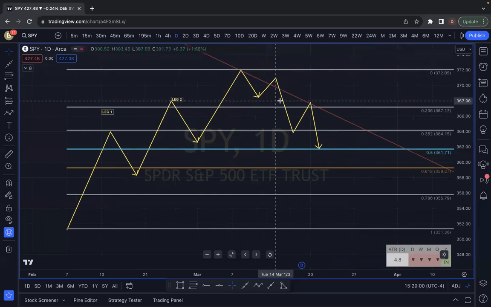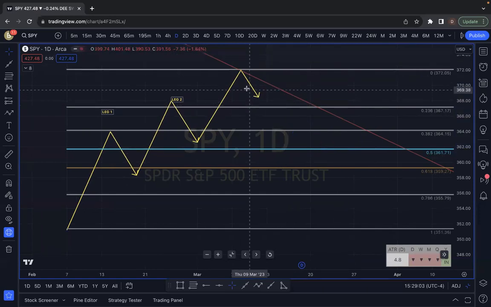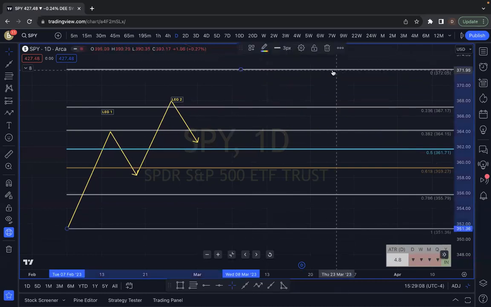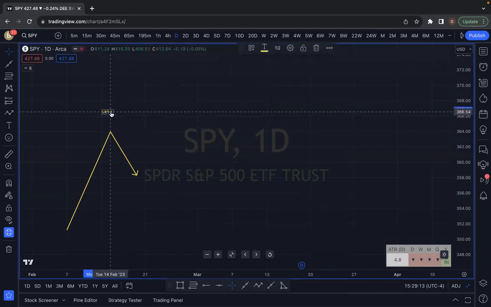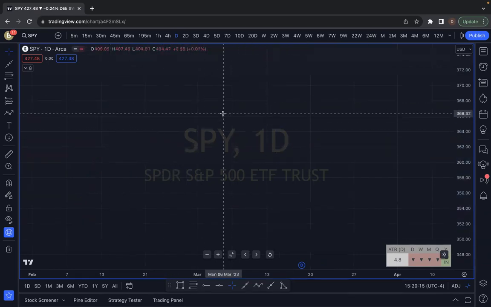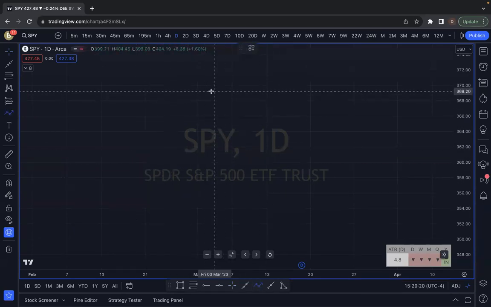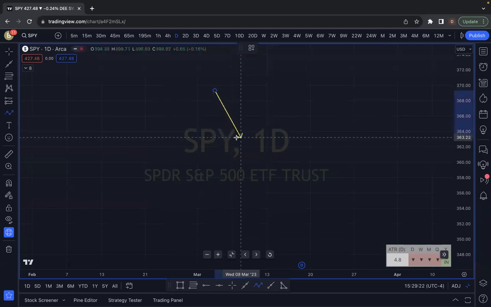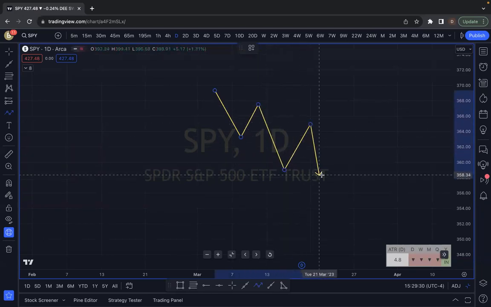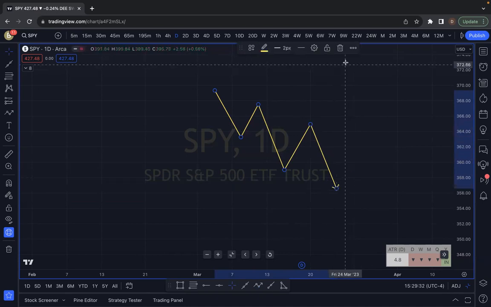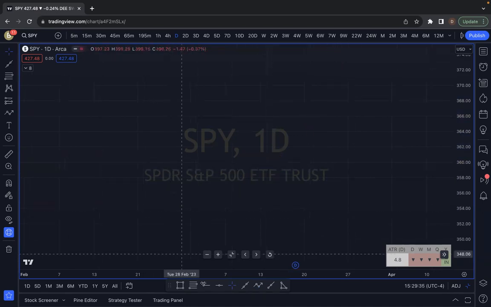So now I'm going to show you a downtrend. Get rid of all of this. So we know in the uptrend, we have a series of higher highs and higher lows. Now in a downtrend, it's the opposite. We have a series of lower highs and lower lows, right? So the same concept applies.